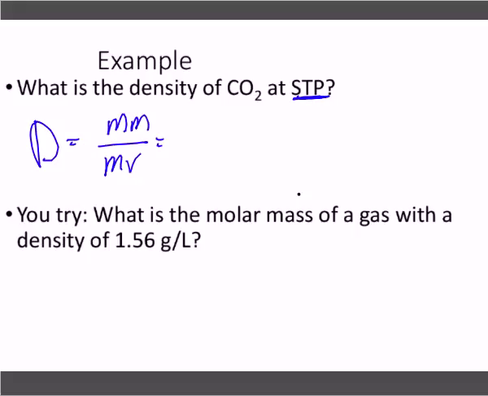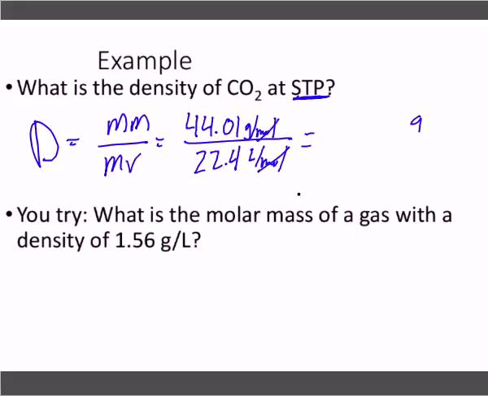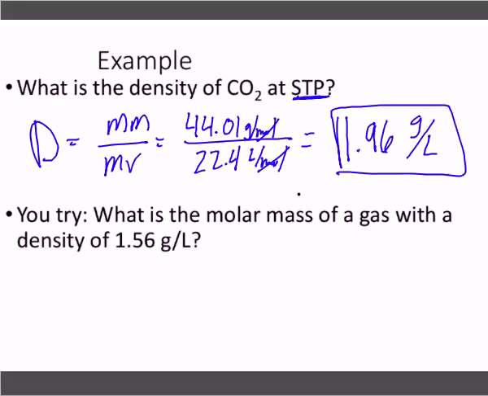So what's our molar mass of carbon dioxide? 44.01 grams per mole. What's our molar volume at STP? 22.4 liters per mole. Moles are going to cancel out, guys, so we're left with grams per liter, which is a good density unit. 44.01 divided by 22.4. What do we get for a final answer? 1.96. Sig figs, we'd have to go to 3, 1.96. All right, 1.96. You guys try the next one.